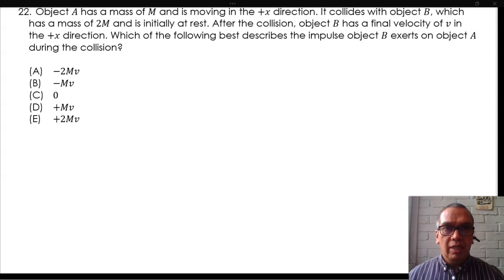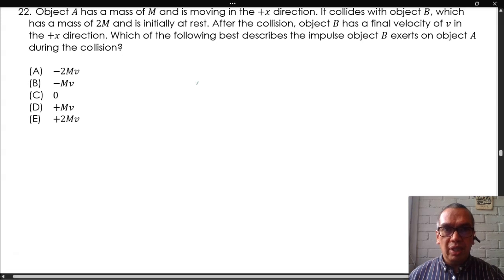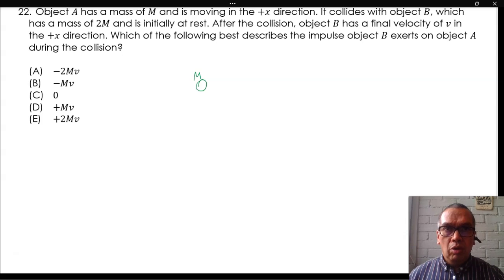Object A has a mass of m and is moving in the positive x direction. It collides with object B, which has a mass of 2m and is initially at rest. After the collision, object B has a final velocity of v in the positive x direction.